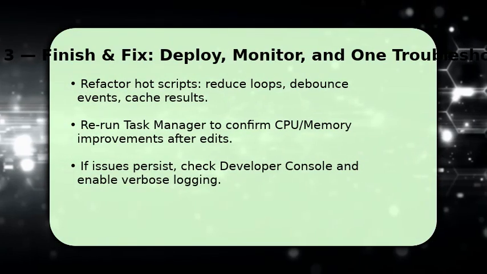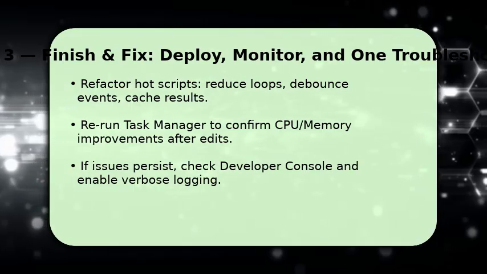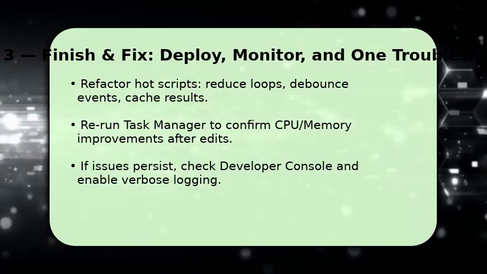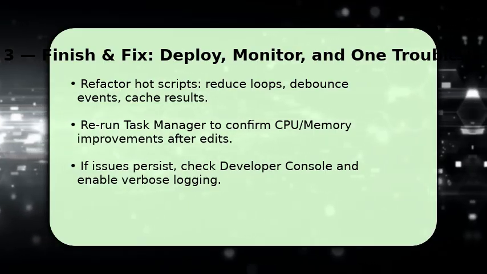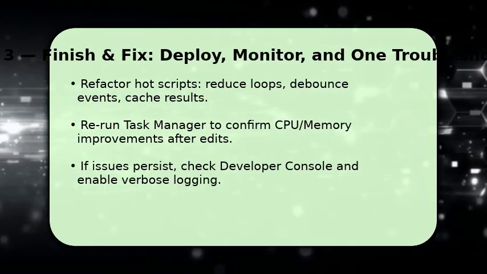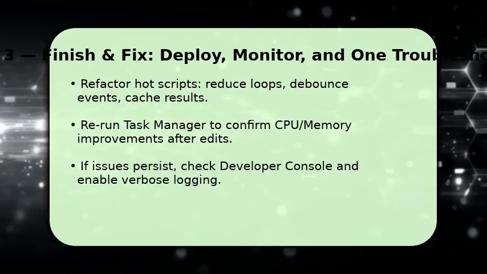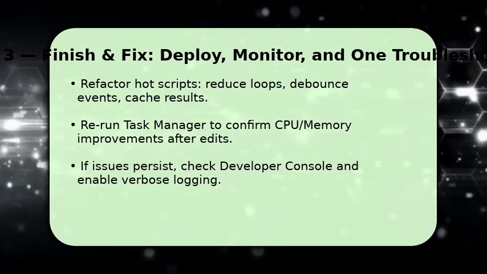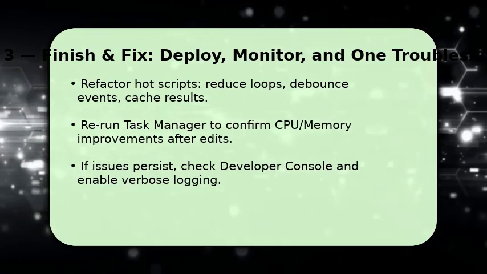After identifying culprits, edit scripts to reduce expensive operations, optimize loops, add debouncing, and cache lookup results, because small code changes yield big performance gains. Once edits are saved, run the game and open Task Manager again to verify CPU and memory drops. This confirms your fixes actually worked.